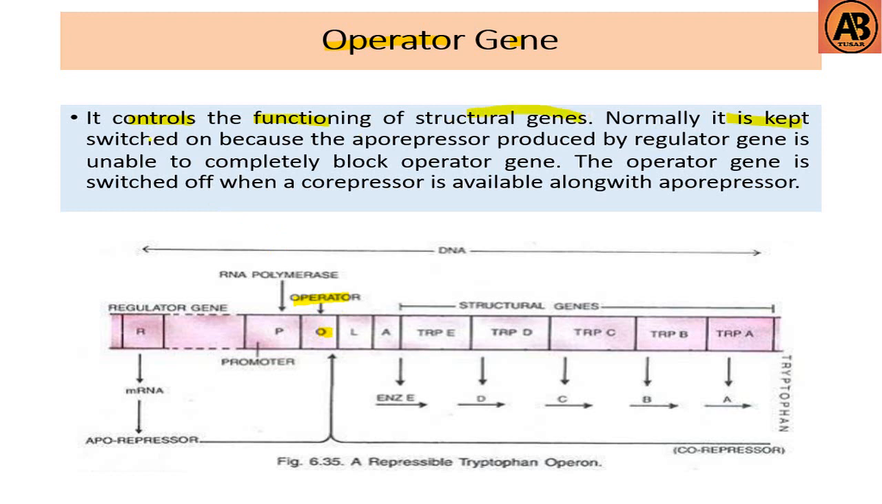Normally it is kept switched on because the repressor produced by the regulator gene is unable to completely block the operator gene. The operator gene is switched off when a co-repressor is available along with the repressor. Here you can see the operator gene.